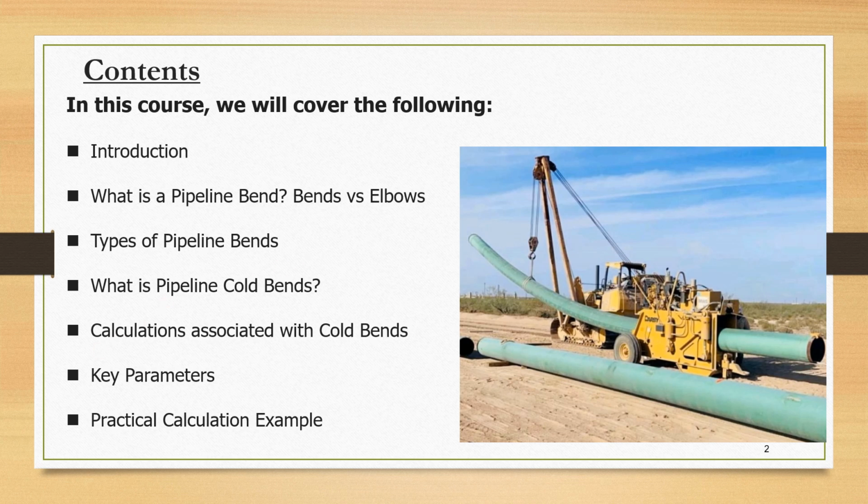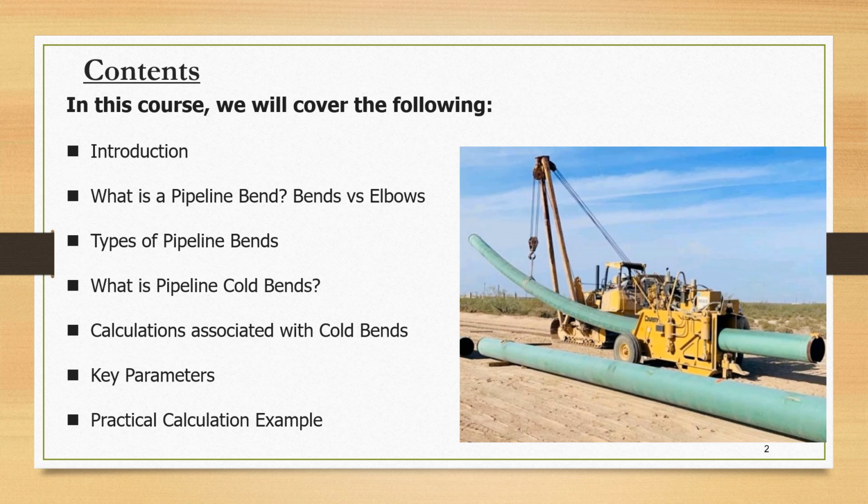Next is calculations associated with cold bends, various types of calculations specifically to find out the number of pipe lengths or pipes. We all know that there are two types of pipes available when ordering or manufacturer supply. One is called single random length and the other is called double random length. In general, for single random length, the length of that pipe is around 12 meters, whereas in double random length, the length is around 18 meters.